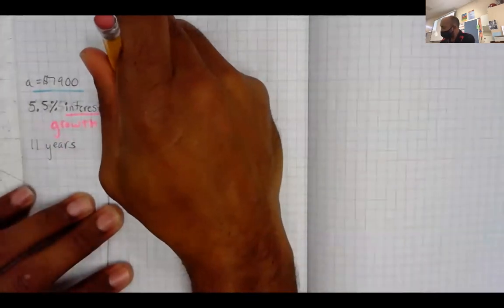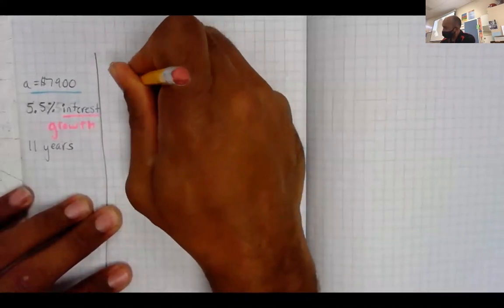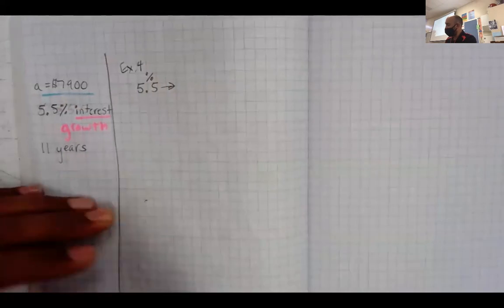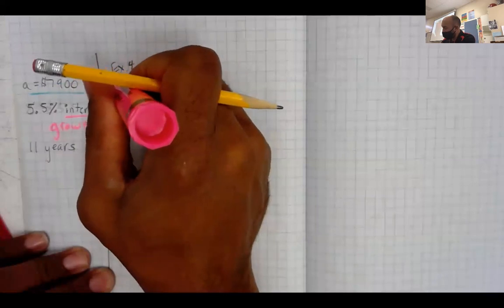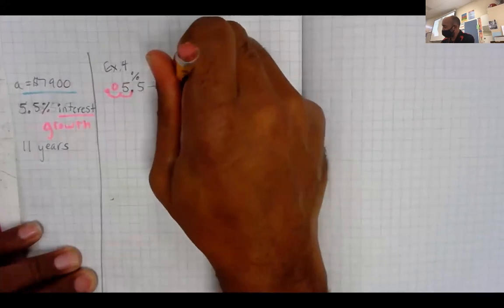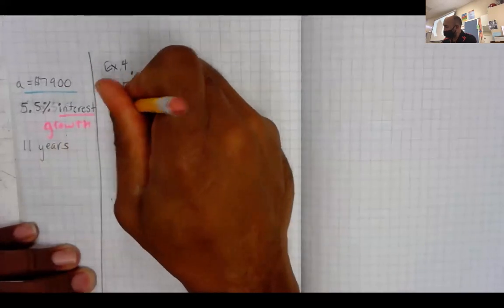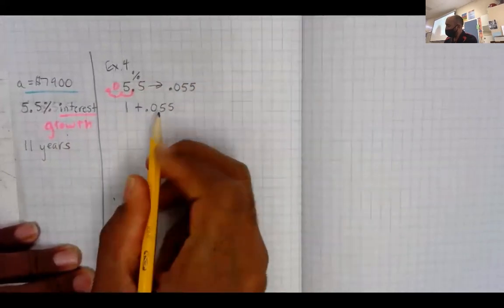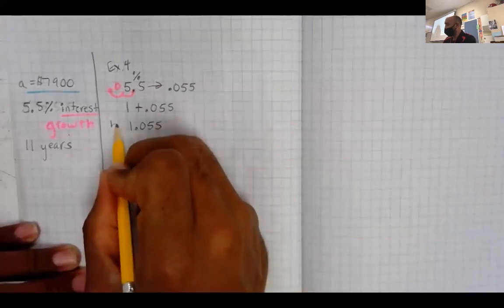Okay, so for the B value, first I'm going to take the 5.5 and we're going to convert it from percent into decimal. So remember that we move it 1, 2 places. And remember, I put a 0 there if I skip a place. So now this is going to be 0.055. And remember, this is growth, so we're going to add 1 plus that number. We add those together, it just becomes 1.055. All right, so that's our B.